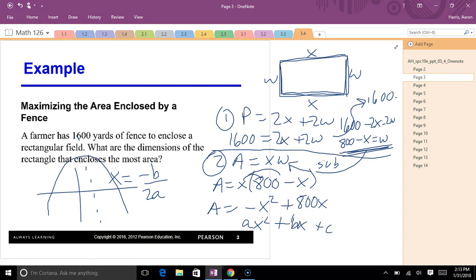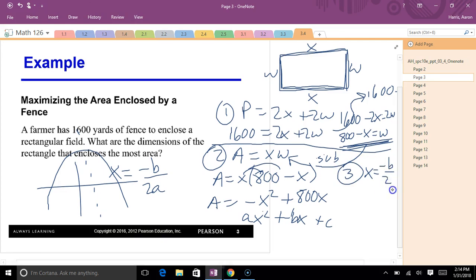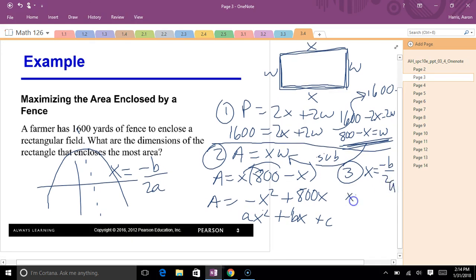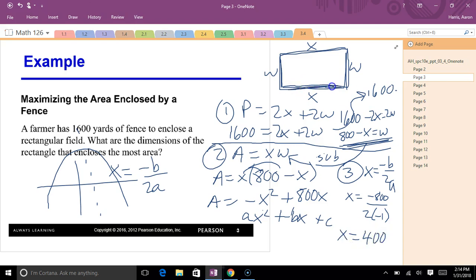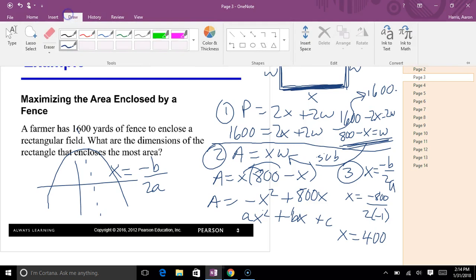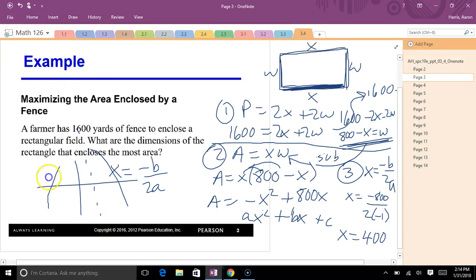So number 3 here, find our axis of symmetry, negative b over 2a. So x equals negative 800 over 2 times a. So negative 800 over negative 2, we get 400. So 400 is how long we want this thing to be.